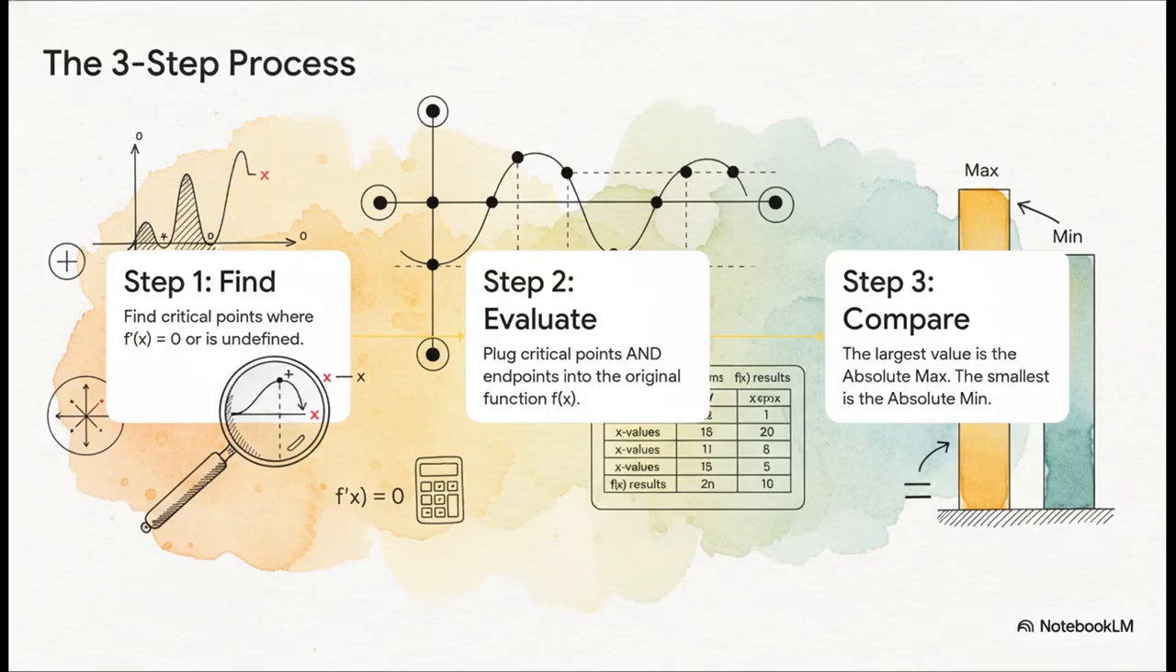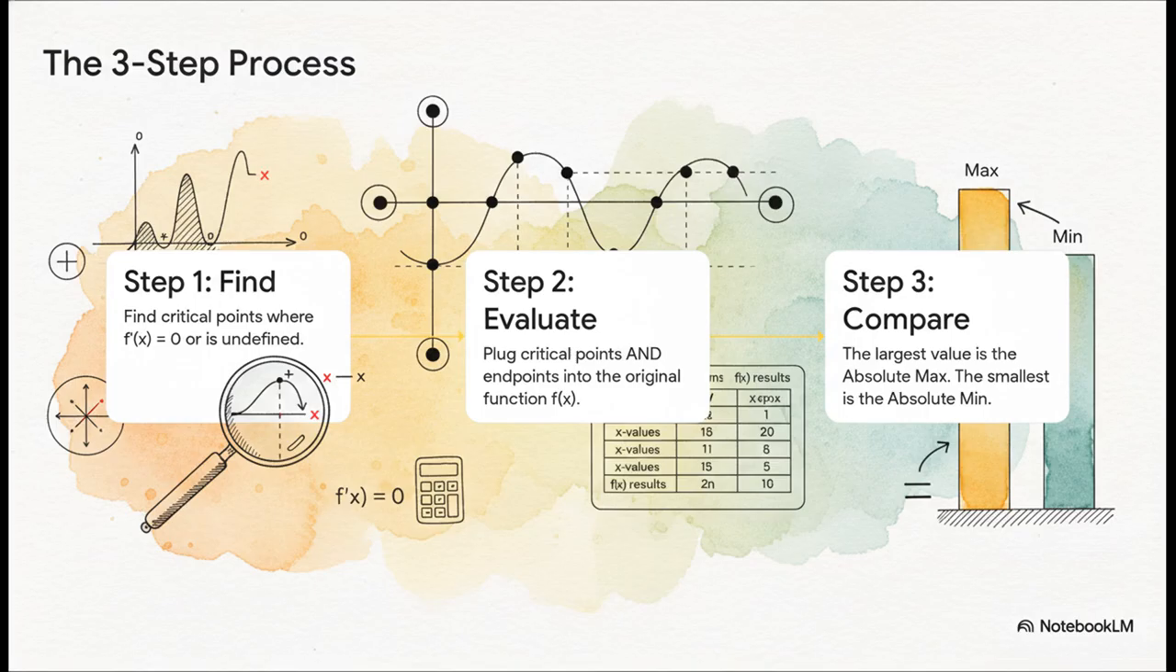Okay, so here it is, the 3-step process. It's so simple, you're going to love it. Step 1, find your critical points. That's just where the derivative, f prime of x, is either 0 or undefined. Got it? Okay. Step 2, evaluate all your candidates. Who are the candidates? Well, it's the critical points you just found, plus the 2 endpoints of your interval. You take all those x values and plug them back into the original function, f of x. And finally, step 3, you just compare the y values you got. The biggest number is your absolute max, the smallest is your absolute min.